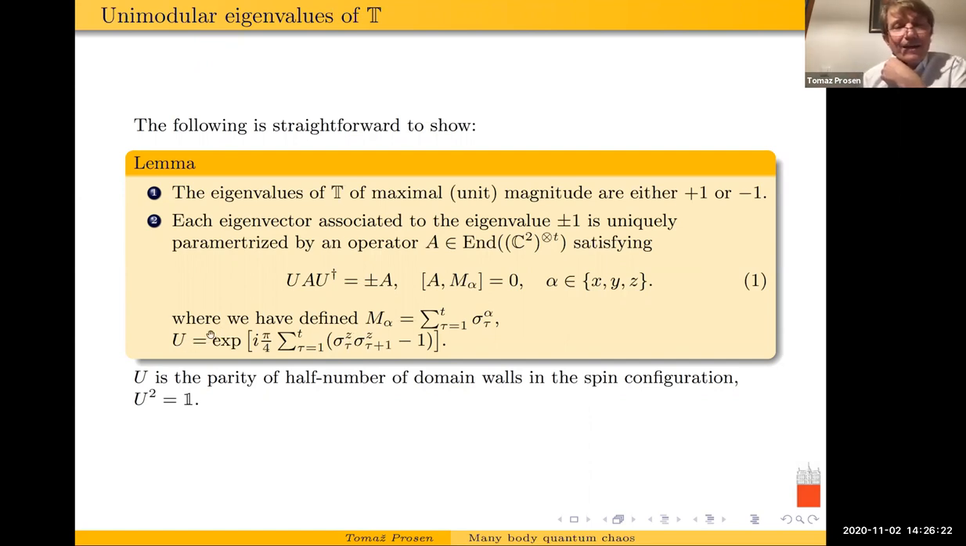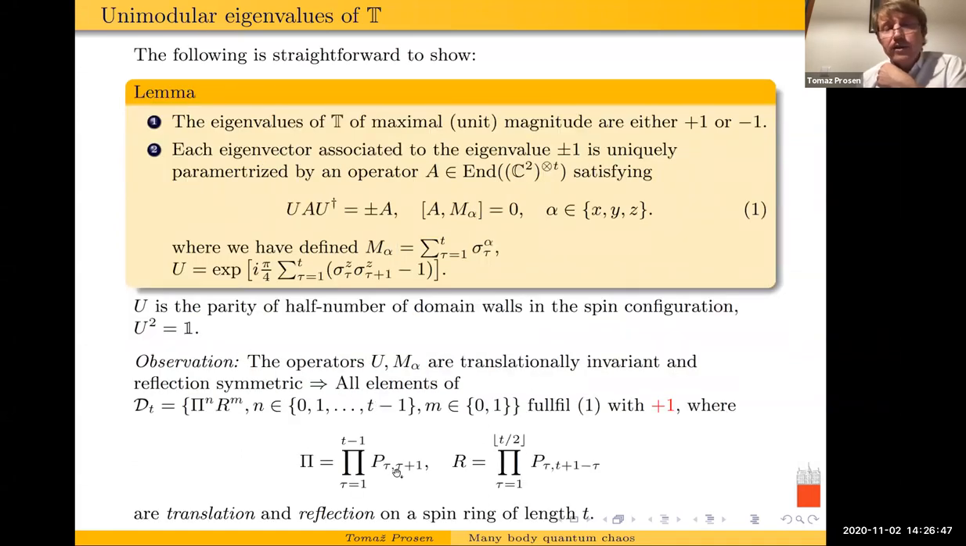In the interest of time, I cannot be more specific or explicit on that, but it's not difficult to show that counting eigenvalues one simply amounts to counting how many independent operators satisfy these algebraic conditions. I can immediately observe that I can construct 2T operators which do the job. Namely, these are the translations and reflections on a spin ring of T sites with periodic boundaries, that is, on a polygon with T vertices. These are the symmetries of the polygon, the elements of the dihedral group, 2T in number. If they are all linearly independent, this gives us 2T eigenvectors, or eigenoperators, of this transfer map, and this gives us the value of the spectral form factor, which is 2T.